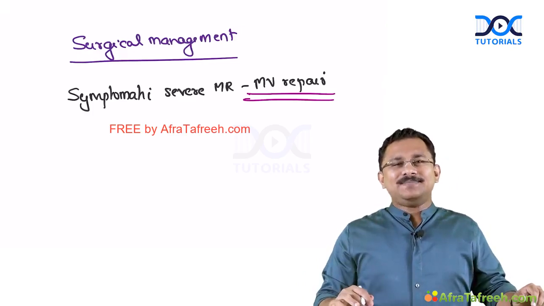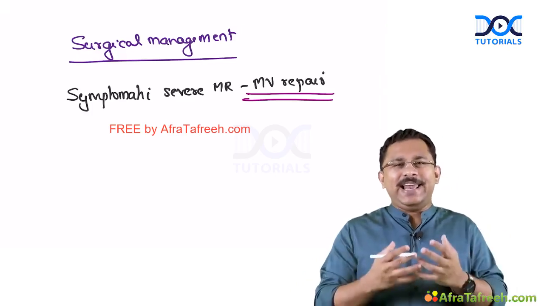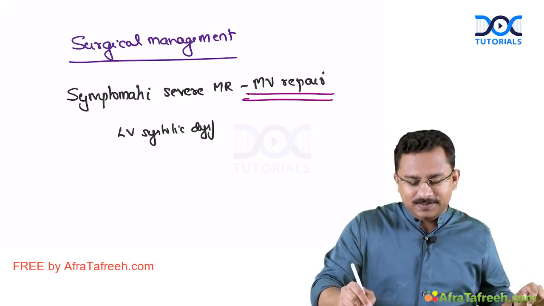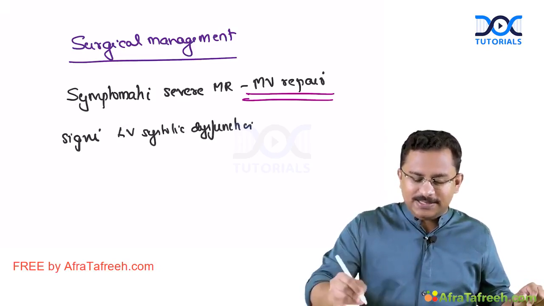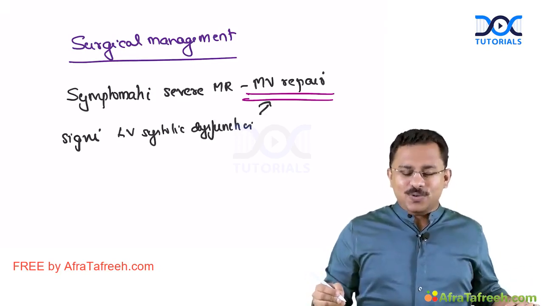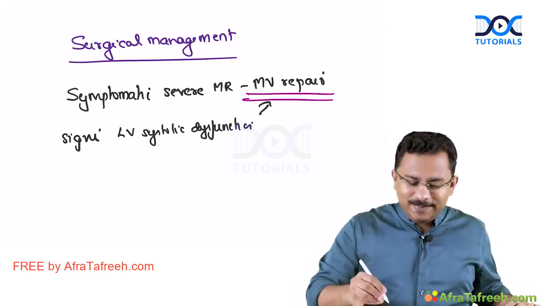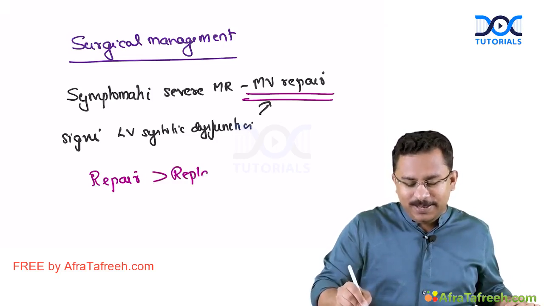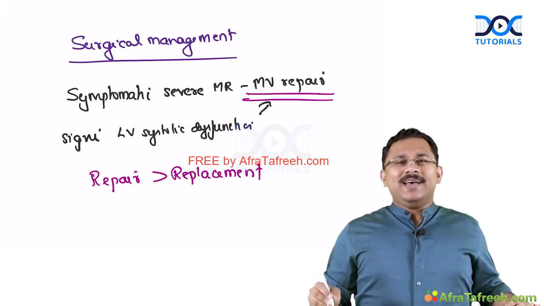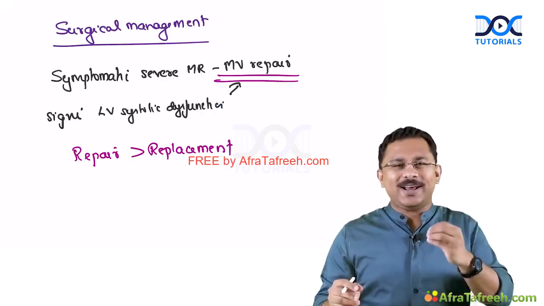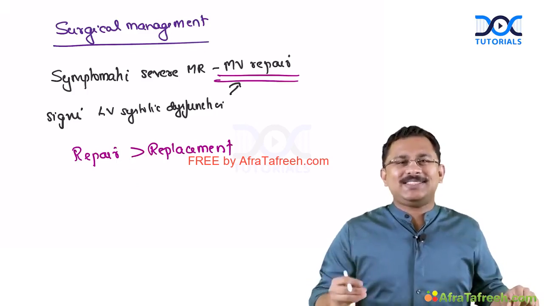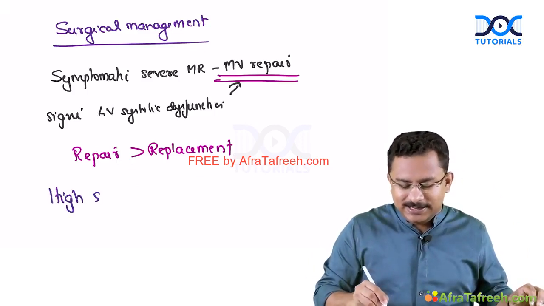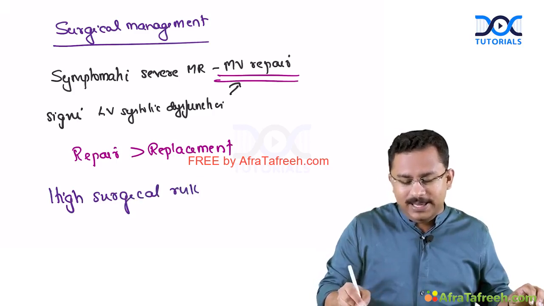And in case the patient is having a significant LV systolic dysfunction, in that case also go for a mitral valve repair. Always remember, it's always repair that is preferred over replacement. And in a certain subset of patients who are having a severe primary mitral regurgitation due to MVP and a high surgical risk, you can go for a minimally invasive procedure.